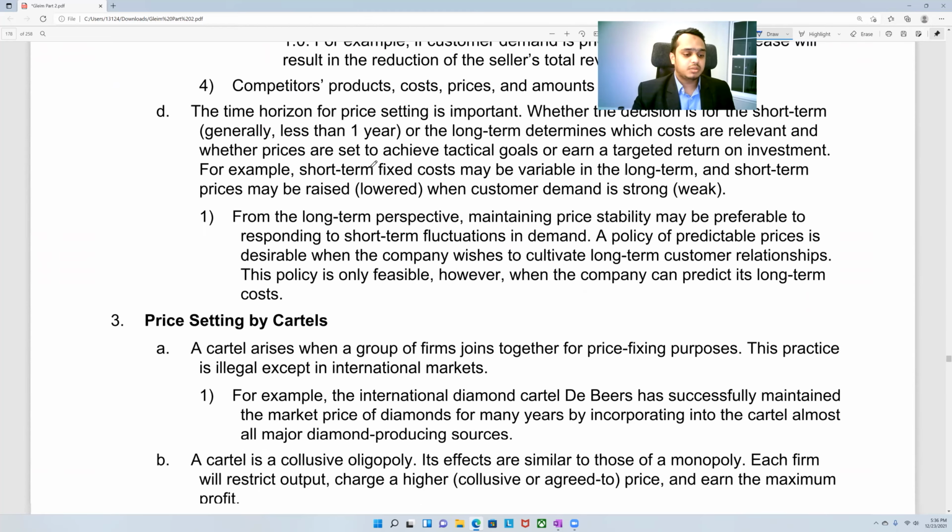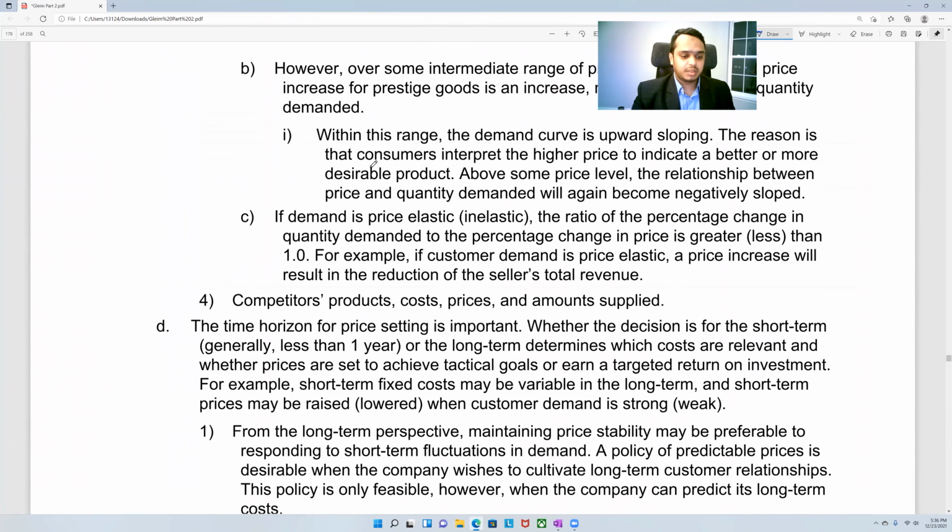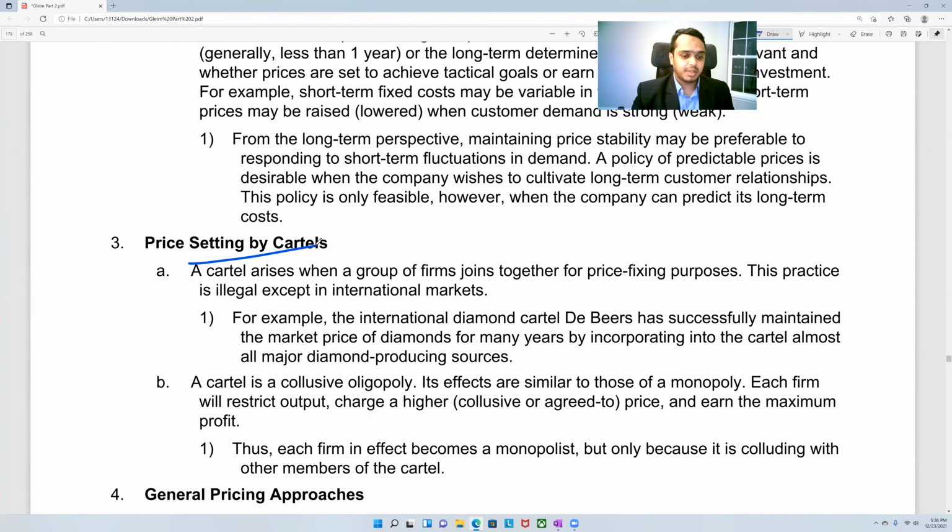Now, there's something you guys need to know, which is price setting by cartels. What do you understand by this? Cartels are nothing but a group of people selling a similar type of product. They set up the price of that. Okay, let's sell it at this, like Coca-Cola and Pepsi.